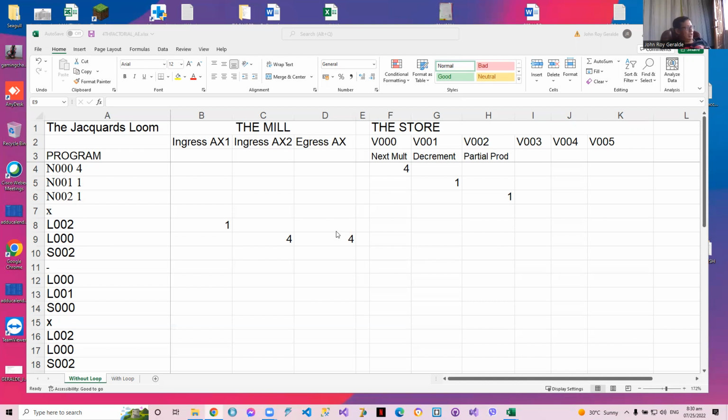Anyway, when we say S002, this is a variable card. S means store, L means load. Do you follow? Store the egress axis. This is the other way around now. Store the egress axis to 002. So therefore, variable 002 will now have 4. Do you follow?